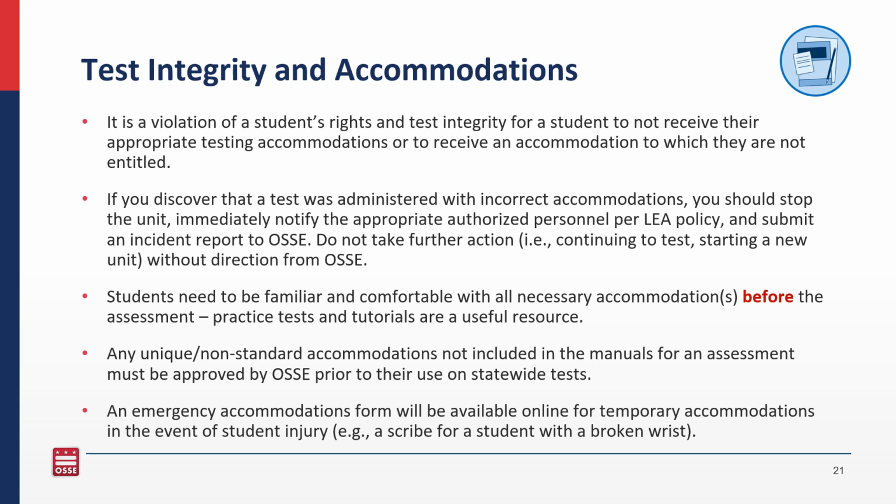Any unique non-standard accommodations not included in the manuals for an assessment must be approved by OSSE prior to their use on statewide tests. An emergency accommodation form is available online for temporary accommodations in the event of a student injury, for example, a scribe for a student with a broken wrist.